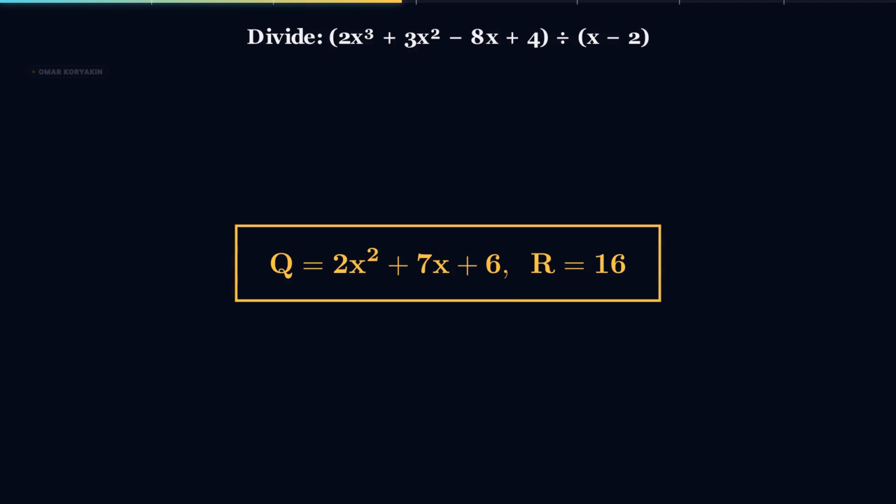The big lesson from this example is that polynomial long division is a mechanical algorithm: divide, multiply, subtract, bring down, repeat. The 5-step cycle terminates when the remainder degree drops below the divisor degree. Multiplication and addition verification at the end provides a reliable correctness check on every division problem.